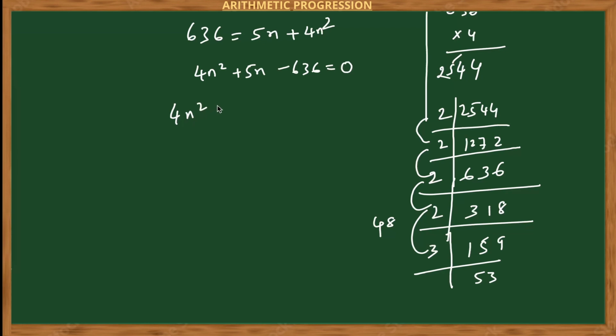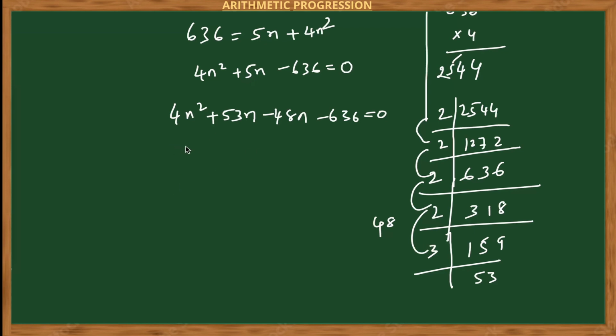4n square plus 53n minus 48n minus 636 is equal to 0. So if you add it, 53 minus 48 will be 5n. Okay, fine. So let's move forward.